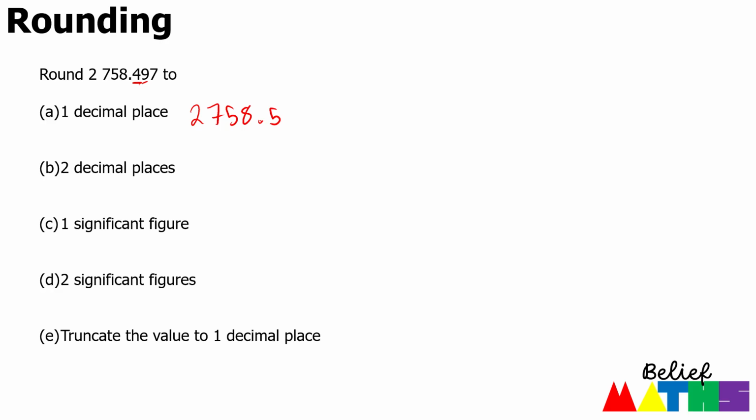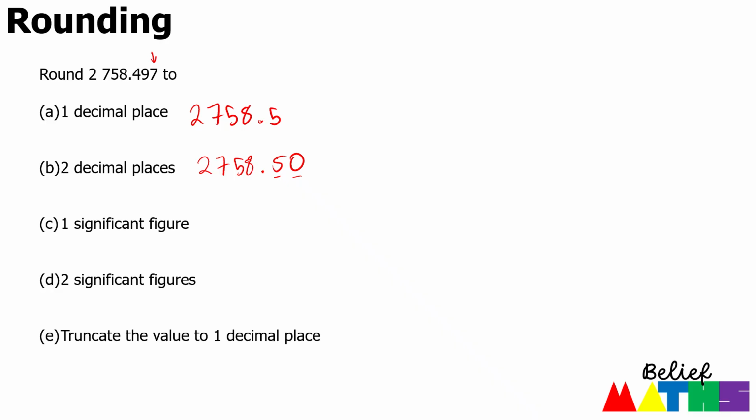The next one asks for 2 decimal places, so we need to look at 2 numbers after the decimal point. Now this 7 is going to round the 9 up, but then that 9 becomes 10, which means we carry 1. So it's that example again of double rounding. And in this case, it's 2758.50. Again, 2 decimal places must be present, so even if it's a 0, we have to put the second decimal place.